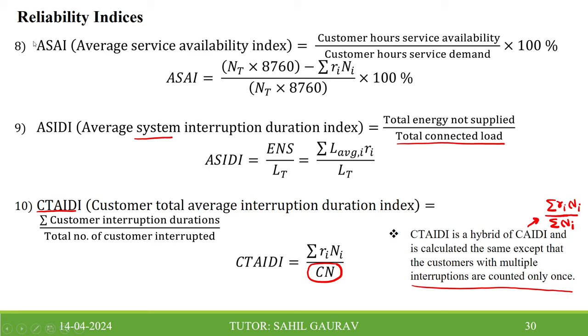Another reliability index is ASAI, the average service availability index, which is the ratio of customer hours of service availability upon customer hours of service demand, into 100%. You can substitute and get this expression for ASAI. Then ASIDI, the average system interruption duration index, is the ratio of total energy not supplied upon total connected load, that is ENS upon LT, where LT is the total connected load. Then we have CTAIDI, the customer total average interruption duration index, which is the ratio of customer interruption duration upon the total number of customers interrupted. So CTAIDI is a hybrid of CAIDI and is calculated the same, except that customers with multiple interruptions are counted only once.